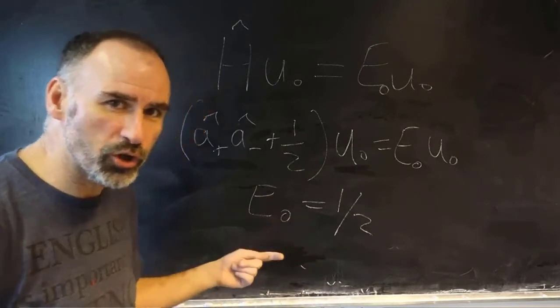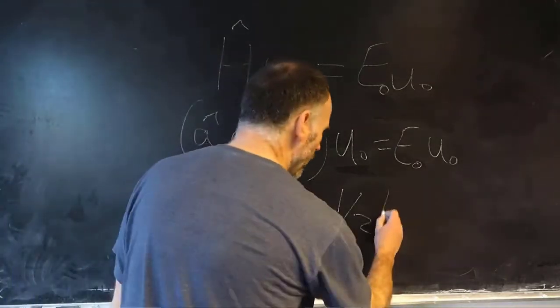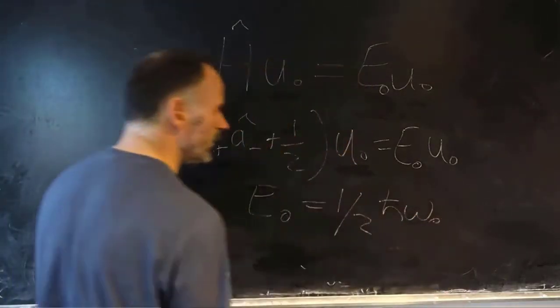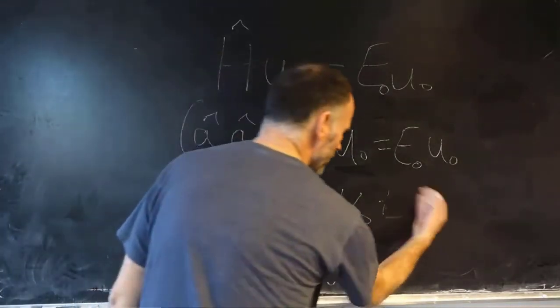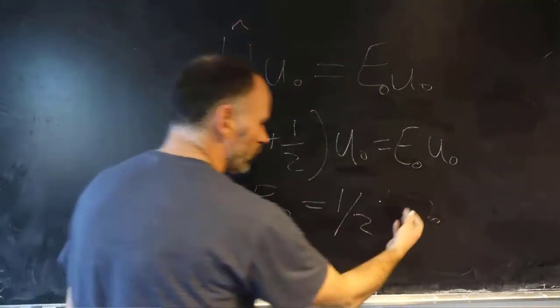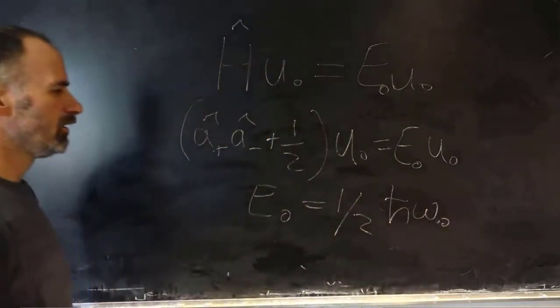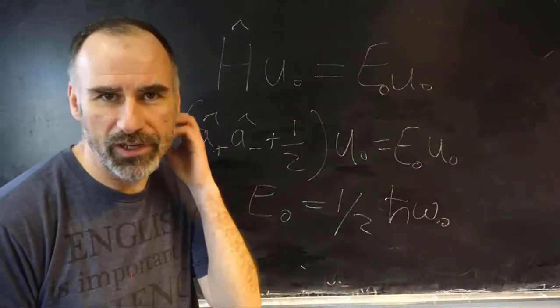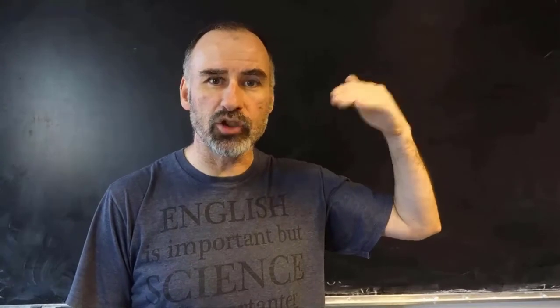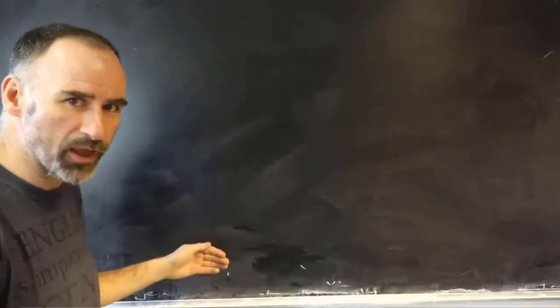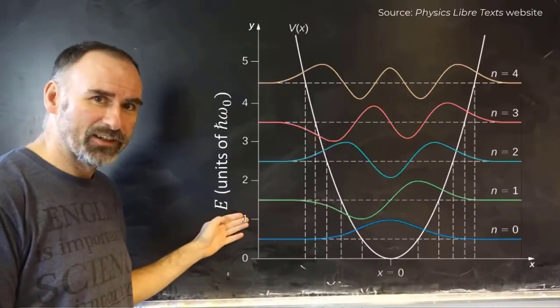Remember that our energy units, as I said right at the start, are h bar omega zero. So in natural units, which we've worked through throughout, if we now want to plug it back into standard units, that's what we have: E0 is equal to half h bar omega zero. If we kick off with our ground state, we can use a raising operator to find the next eigenfunction, then the next, and the next. And if we do that, what we get is this.